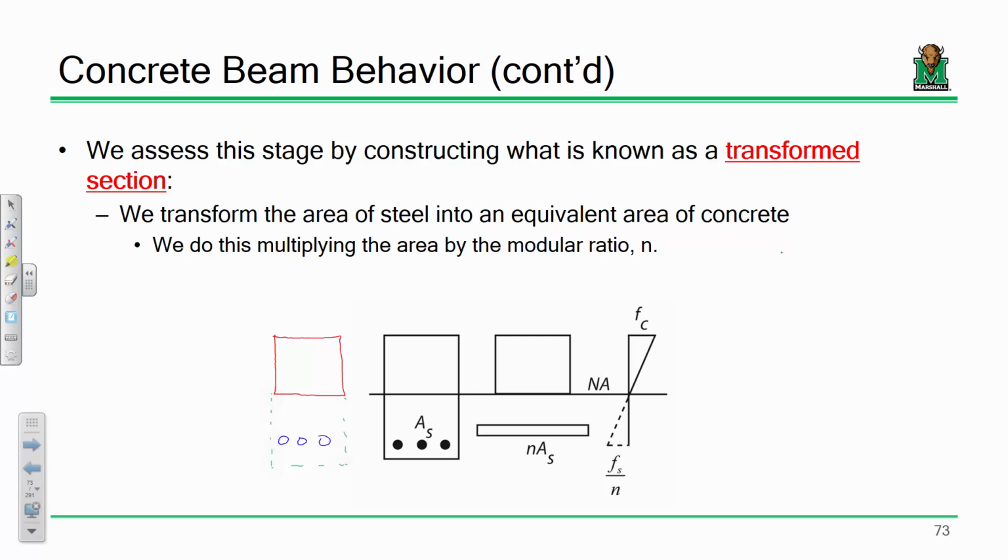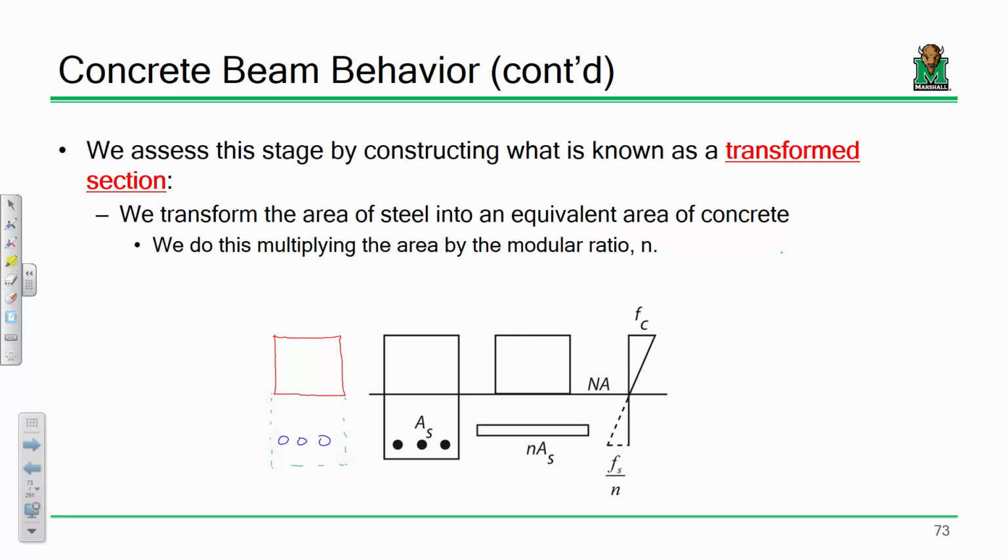Well, the way that we do that is we use what's called the transformed section method. And basically what that means is this. We take this steel and we transform it into an equivalent lump of concrete, okay? And we do that through the use of a modular ratio. The modular ratio is abbreviated as the letter n.